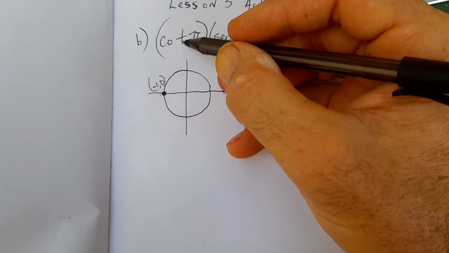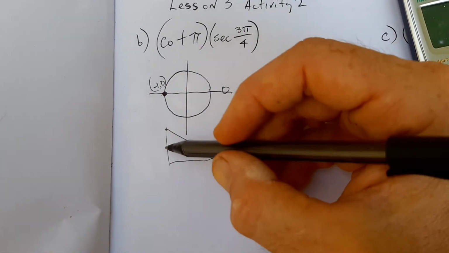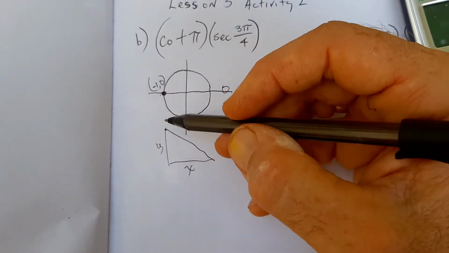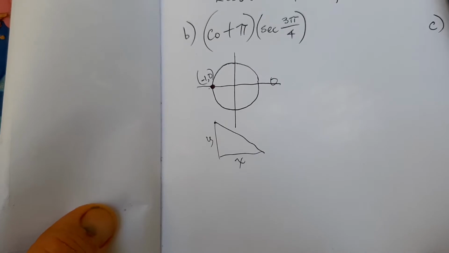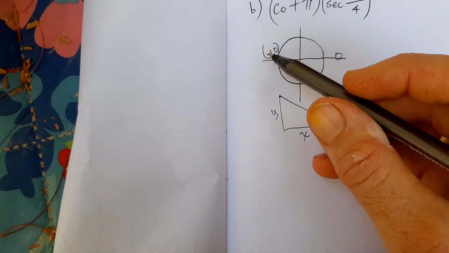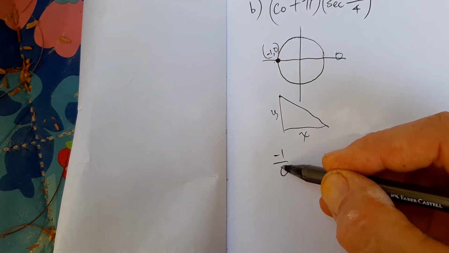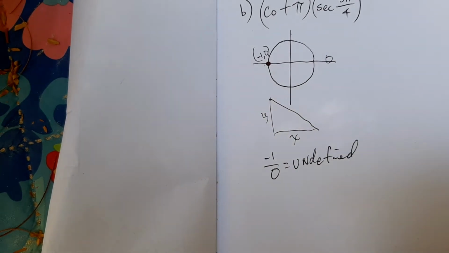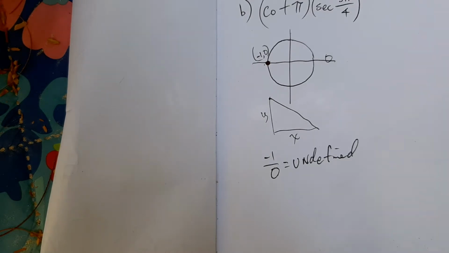Cotangent is... Now, if you've got a little triangle, tangent is y over x, cotangent is x over y. So cotangent is x over y. Let's see, scoot this up a little bit. Cotangent is x over y, and x is -1 and y is 0. So -1 over 0 is undefined. So we're finished, right? On a calculator, that might be the difficult part.